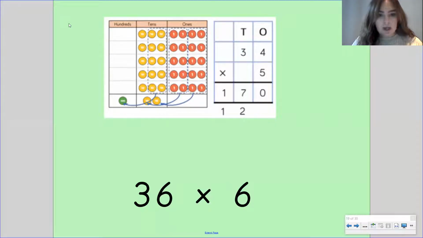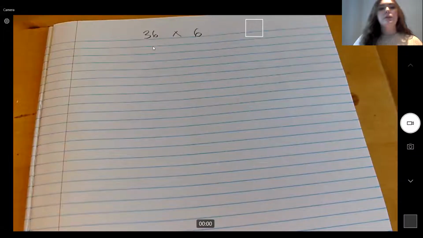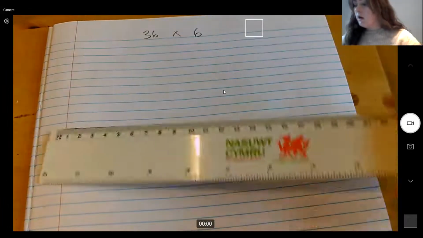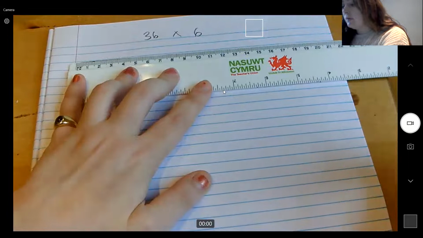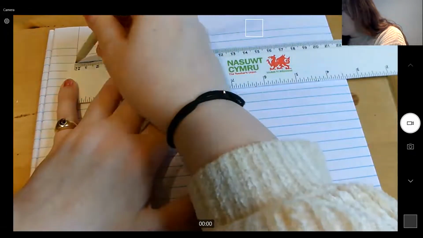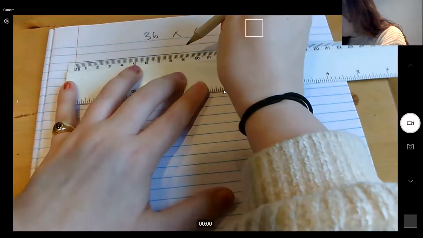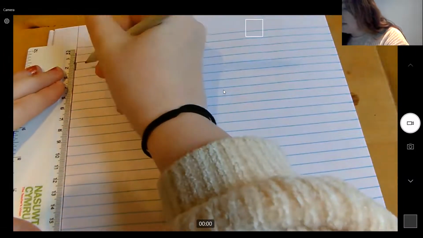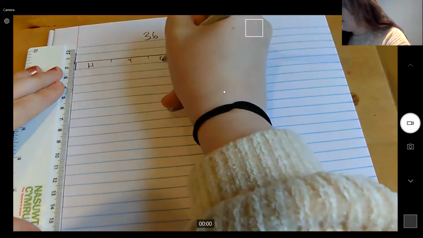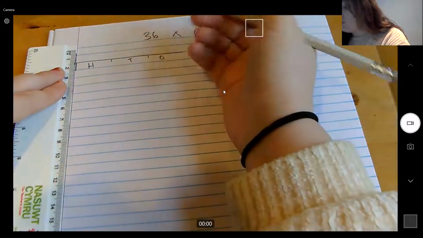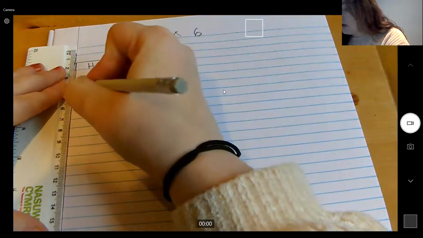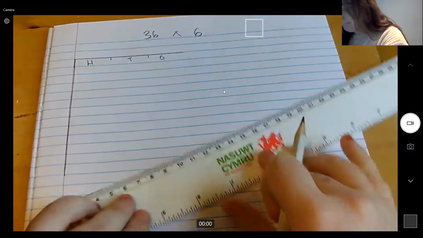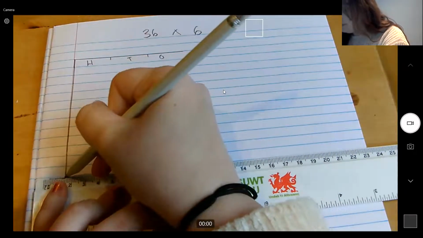So I'm just going to share my book with you. Here we go. So we've got 36 times 6. Now, because we're timesing by 6, with our table, we need to draw 6 rows going down. We've got 3 columns, up to 9, and then that's 3 each. Lovely. So then that's going to be my hundreds, my tens, and my ones. And as I said, because it's 6, I'm going to draw 6 groups. So that's 1, 2, 3, 4, 5, 6 groups there. And then I'm just going to join it all up.